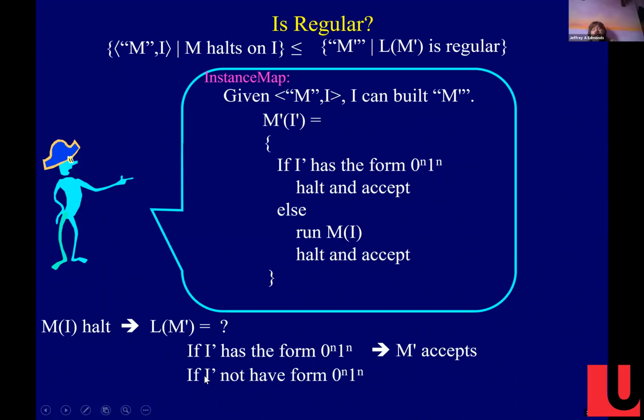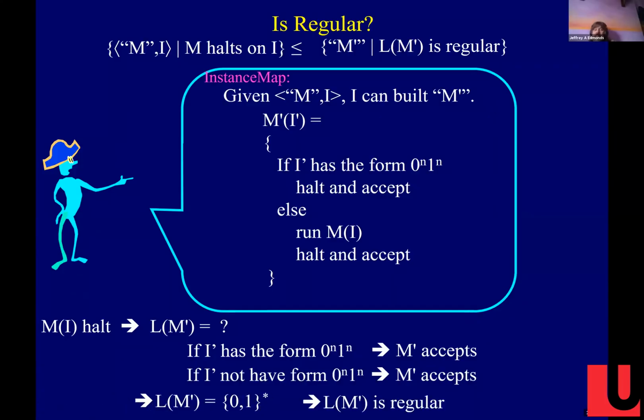What does it do on any input that doesn't have that form? Well, it runs M on I. M on I does halt, and then it halts. So it accepts them. M prime is accepting every input. So what's the language of M prime? It's the everything language. Is the everything language regular? Yes. So the language of M prime is regular. Everybody following that?